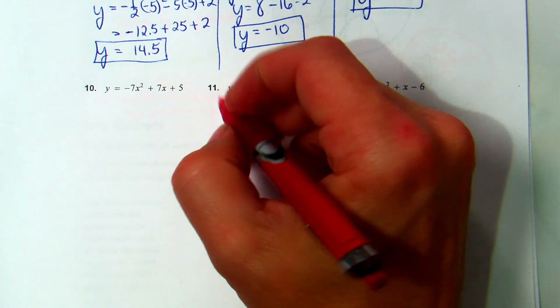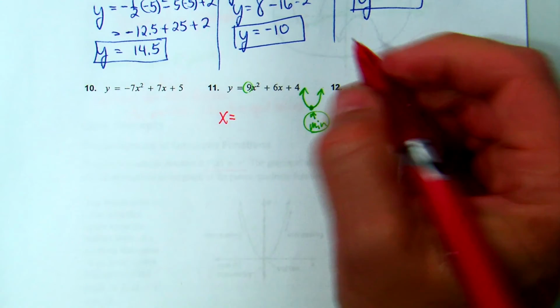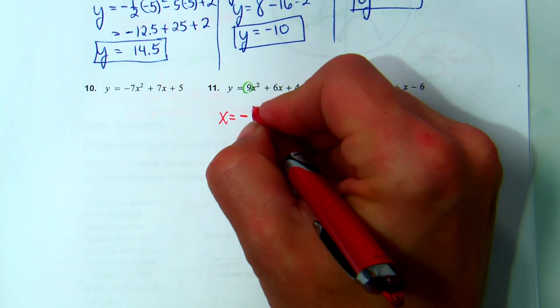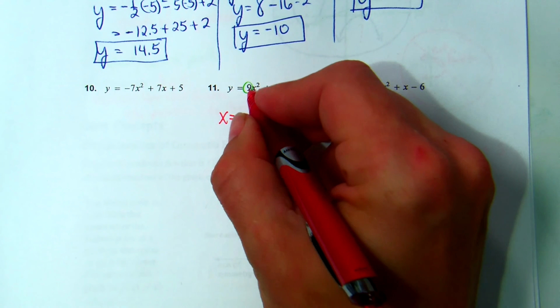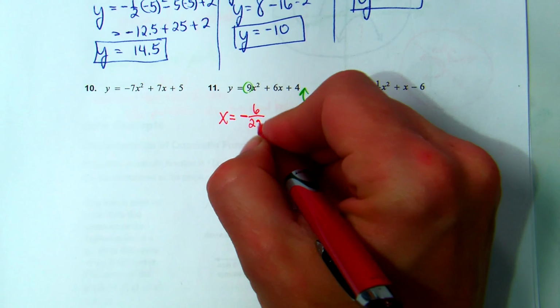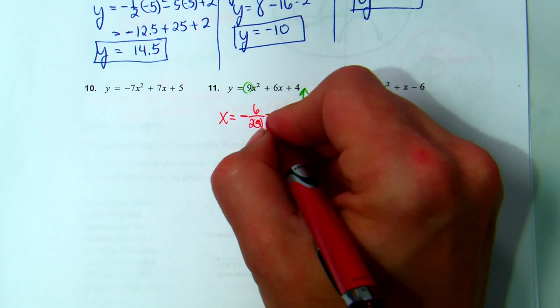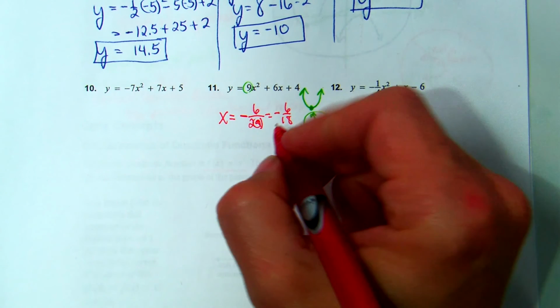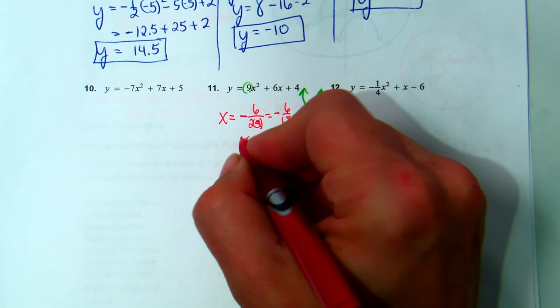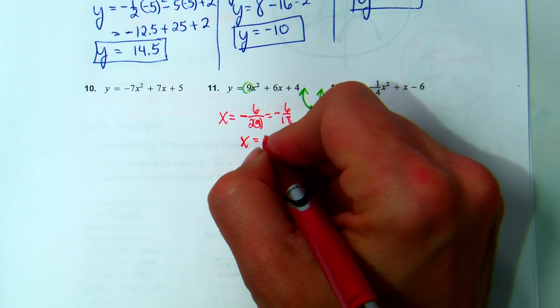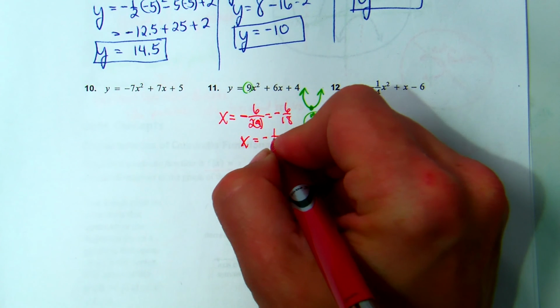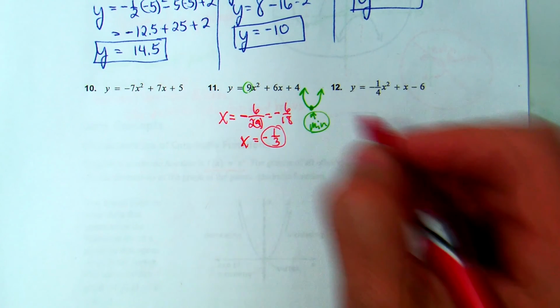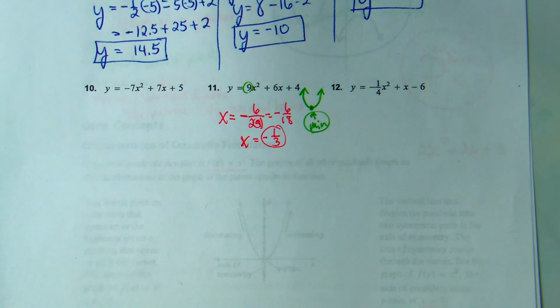symmetry here. So we're going to have x equals negative b, which is 6, over 2a, and a is 9. All right, so we're going to have a negative 6 over 18. If I reduce that or simplify that down a little bit, I'm going to have a negative 1 over 3. Okay? Now it's a fraction, so don't panic. It's going to work out, and I'll show you how this is going to work.